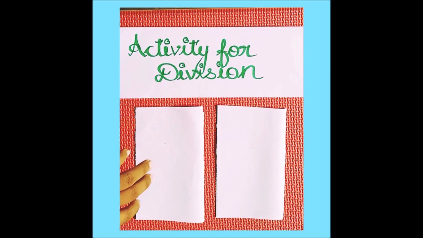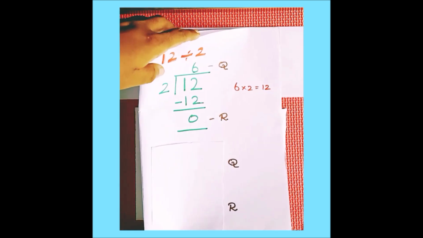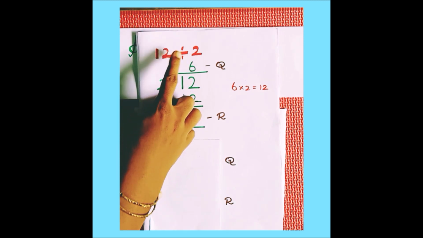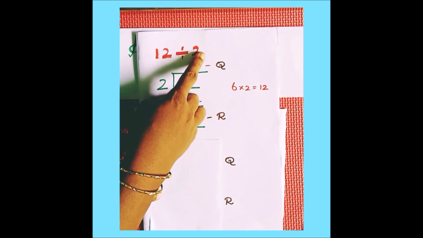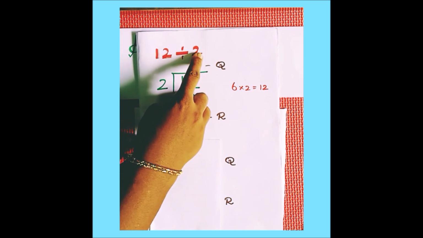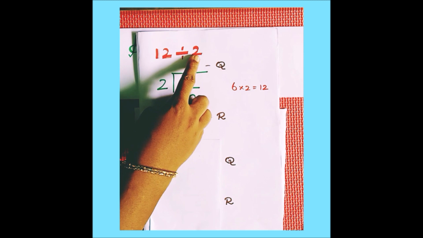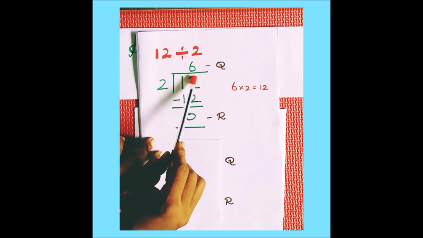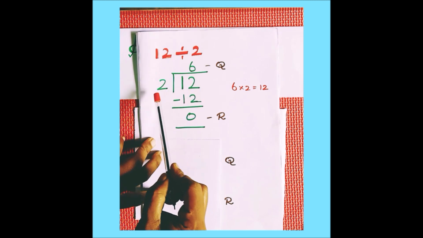My dear children, in today's activity, we are going to discuss the concept of division. Okay. First, we are going to see one example sum. See here, we are going to divide 12 by 2. 12 divided by 2. So, what is the dividend? 12 is the dividend, 2 is the divisor. It means you have to divide the number 12 by 2. Okay. So, now we are going to divide 12 by 2.